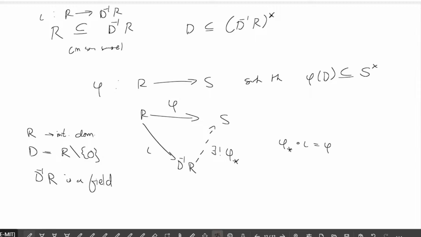Okay, we'll stop. So that is the field of fractions. This is called the field of fractions or quotient field, not a quotient in the sense of quotient by an equivalence, this is the field of quotients. Fine, thank you.